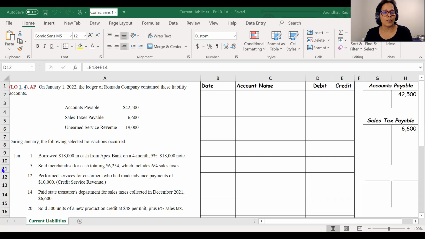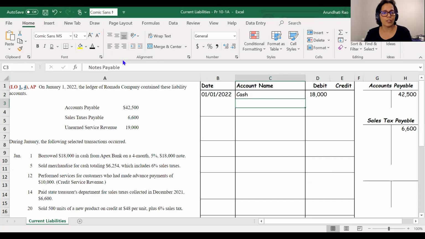So let's start out with each of these transactions and see how we will do the journal entry. The first one is Jan 1st. We borrowed $18,000 in cash from Apex Bank on a 4-month 5% note payable. So it's a simple transaction. I have borrowed money, so for the business, cash is coming in. So cash is debit, cash increases, and the amount is 18,000.